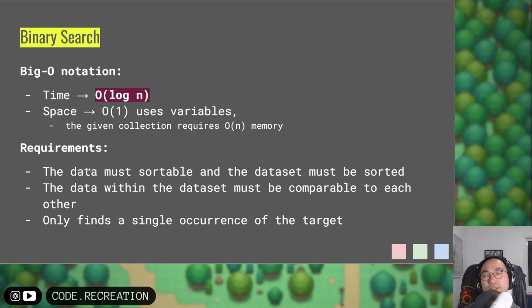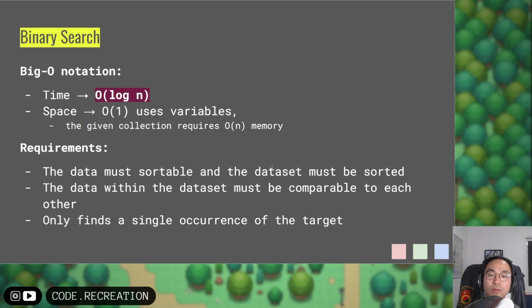So the requirements are as follows for us to use a binary search algorithm. The first one is that the data must be sortable, and the data set must be sorted for us to use binary search. If we don't have those two criteria, we can't run a binary search. We're better off running a linear search or another searching algorithm.